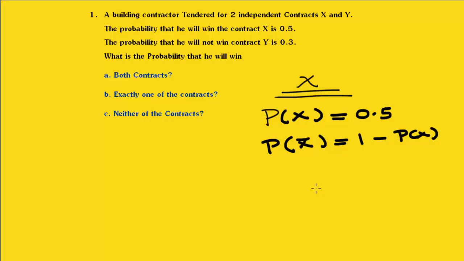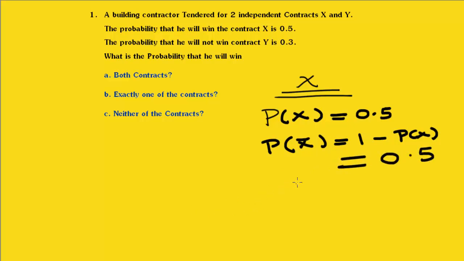I can go a step further and say, well, X and not X are mutually exclusive events. I hope this is not sounding complicated, but it means that winning the contract X and not winning it can't happen at the same time. If you win the contract, that means you won. You can't lose the contract or not win the contract. You see what I mean? So they're mutually exclusive, but there's no need to go into that. So the probability of not winning the contract X is 0.5.